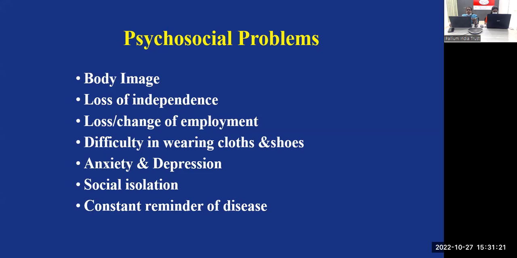They will be depending on others all the time because of this disease condition. There is loss or change of employment because of the lymphedema; they are not able to do their previous jobs because the edema is huge. There is difficulty in wearing clothes and shoes; even if they want to wear ready-made clothes, they are not able to. Anxiety and depression will be there. So what is going to be next? They will be anxious all the time, and finally they may go into depression too.